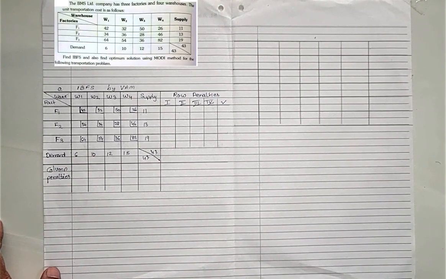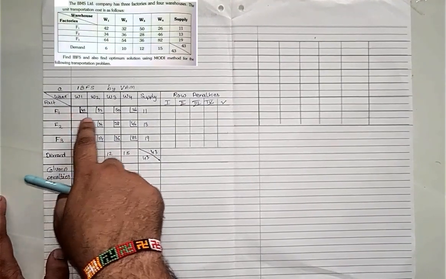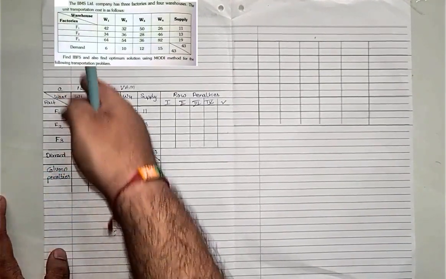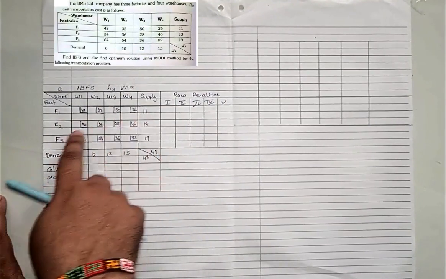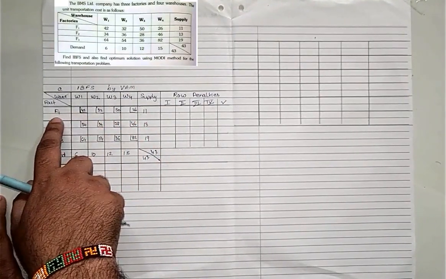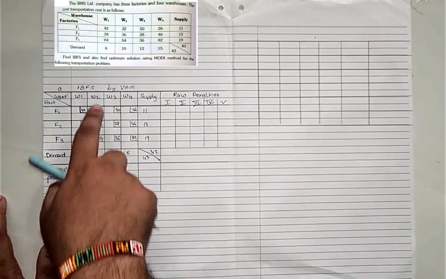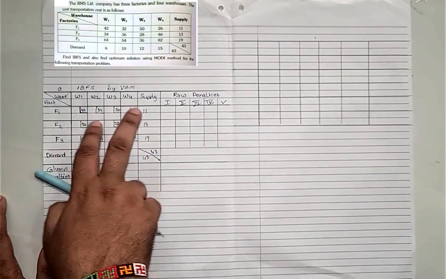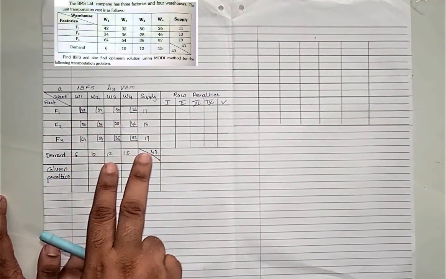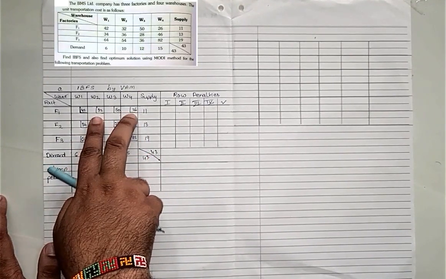Now this is the most important part: how to start with the Vogel method and how to use those values. Step one: from each row, these are your rows, these are your columns, we are going to start with the first row, F1. From F1, find the two lowest costs. These are all your costs, which are given to us. I can see 32 and 26.